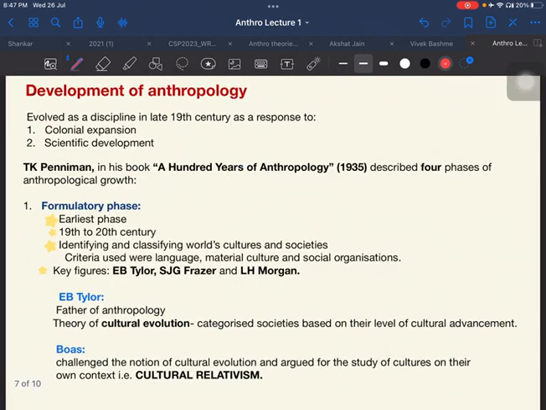So let us move on to the development part of anthropology. Now let me tell you that anthropology is not a well established ancient subject. It has emerged in the recent past. It actually evolved in the 19th century because of some forces. What were those forces? First was the colonial expansion. Now, Britishers came as traders, but a trader does not need to know your social background or anything. He does not have anything to do with that.